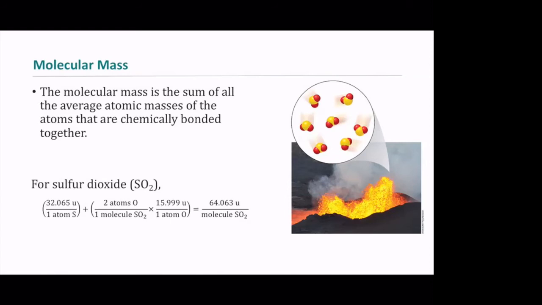Okay, you don't need to really set it up like this. You just add up the numbers. That's what molecular mass is. And the units are AMUs. When you're pulling them straight from the periodic table, they're AMUs. Questions?